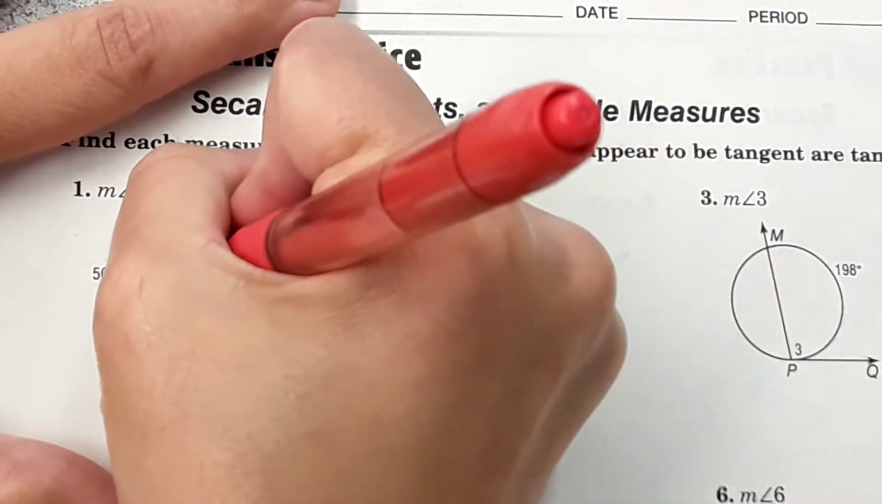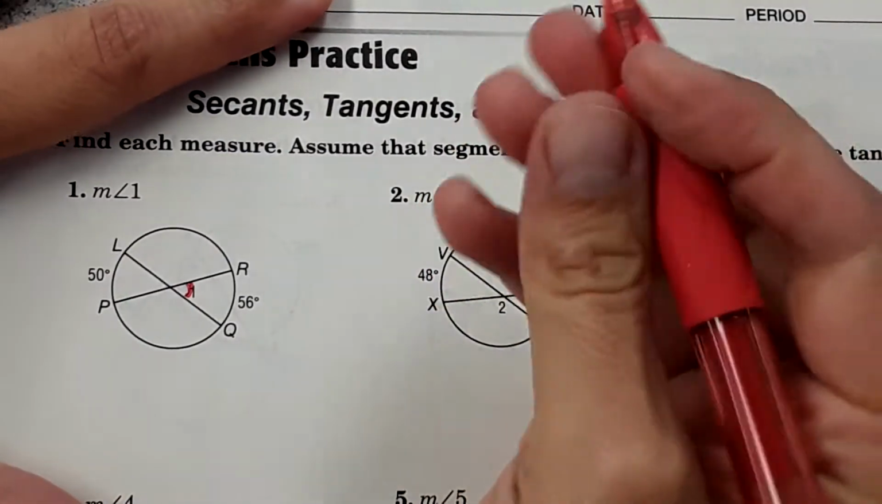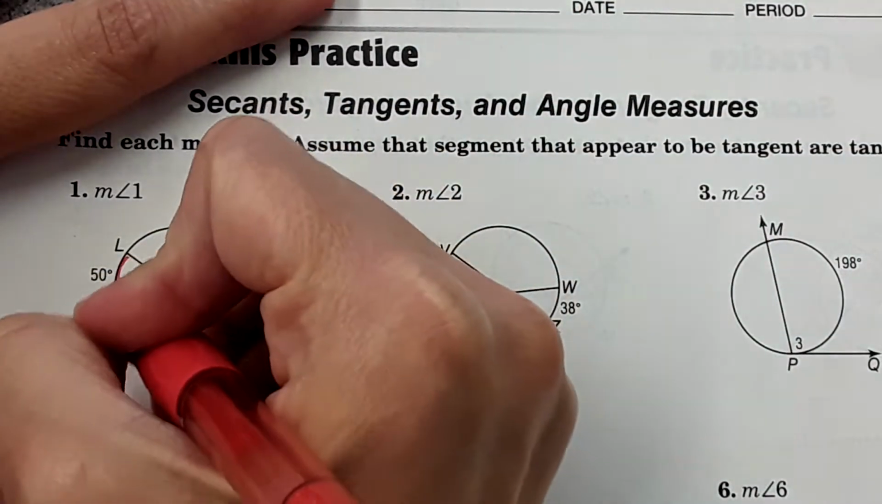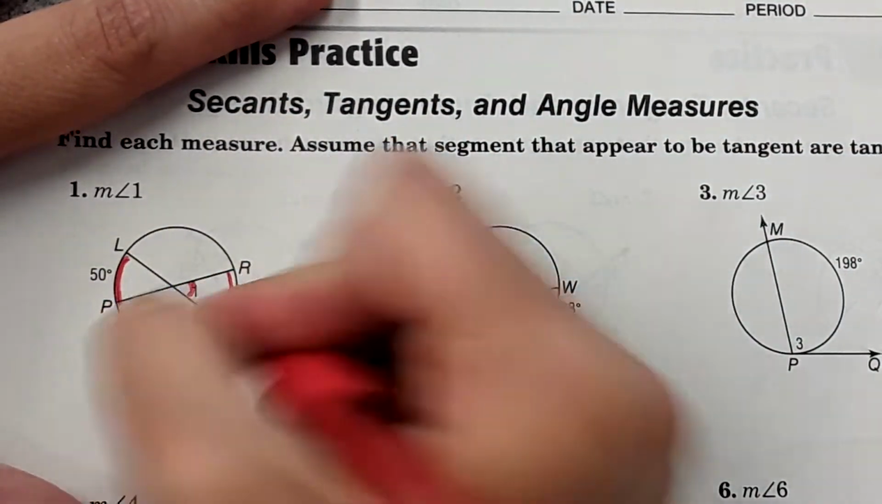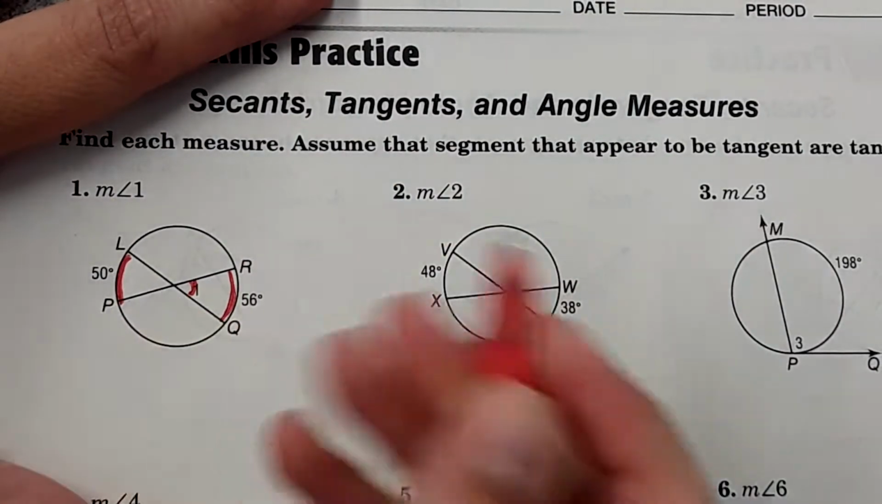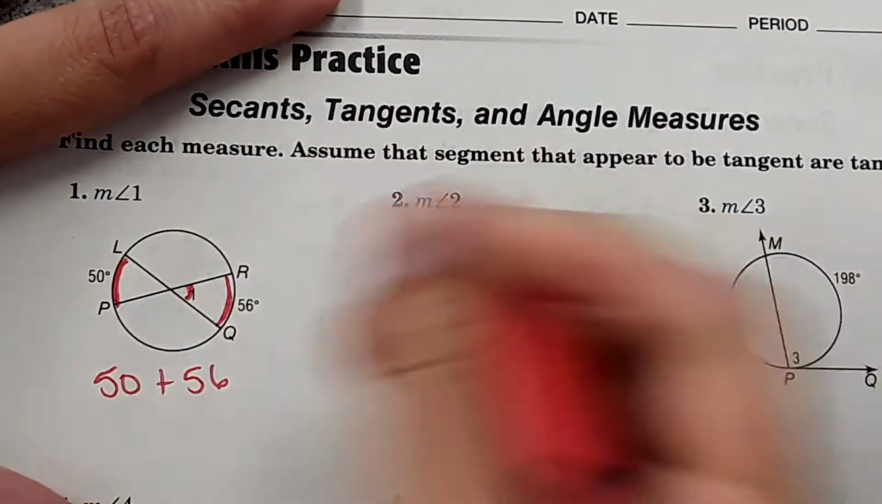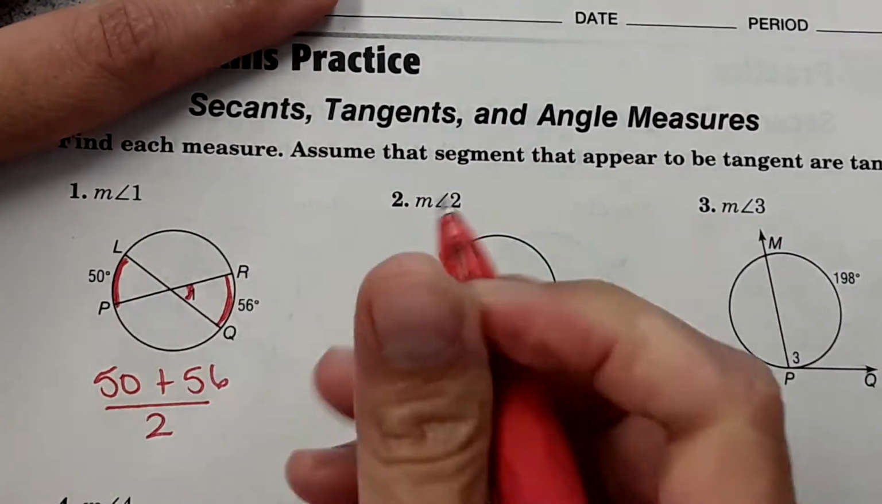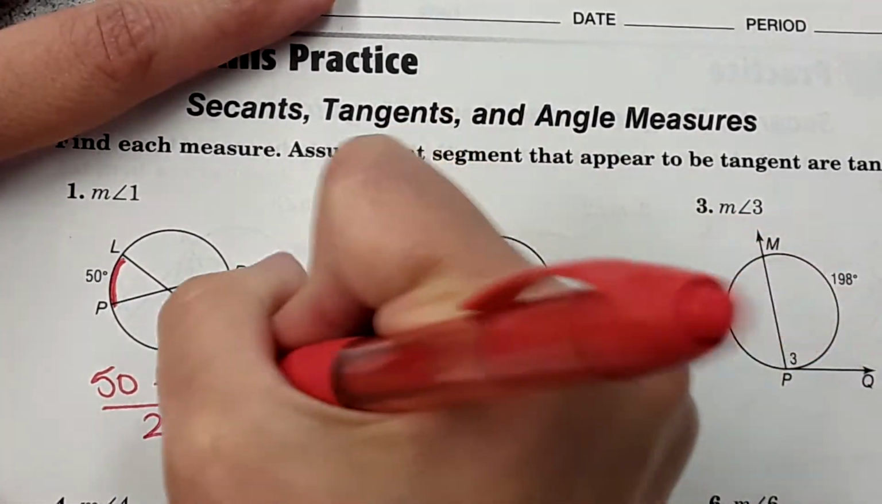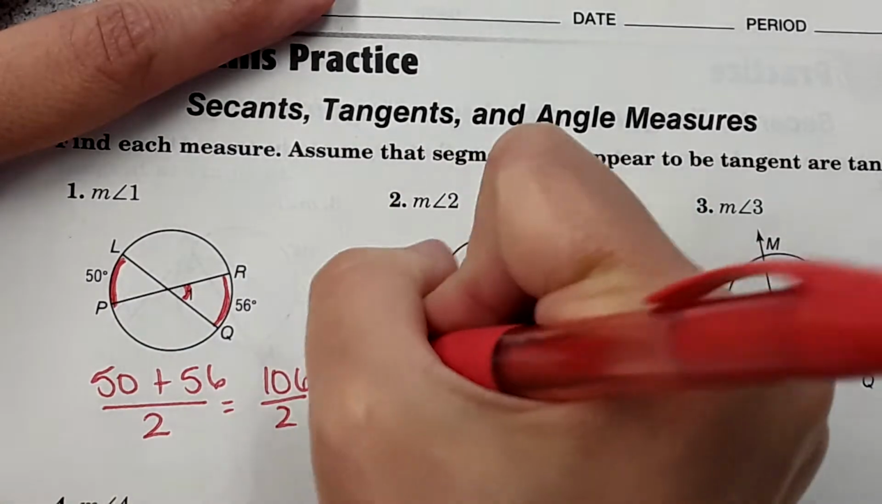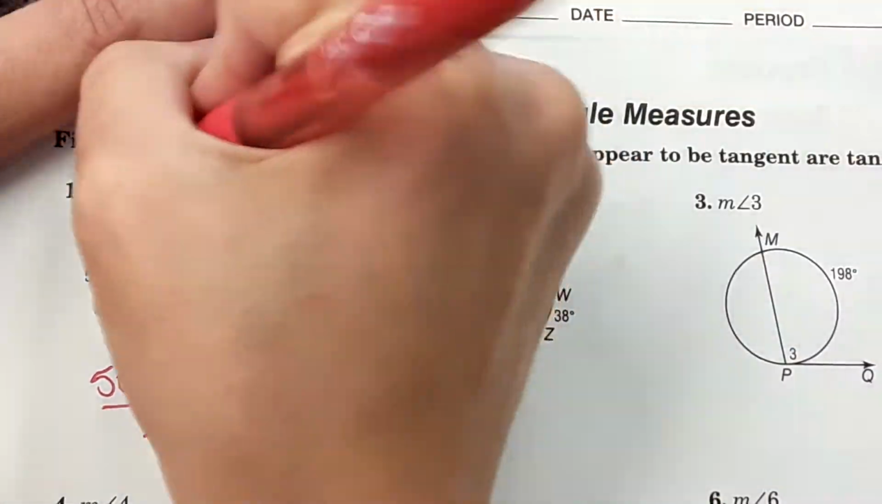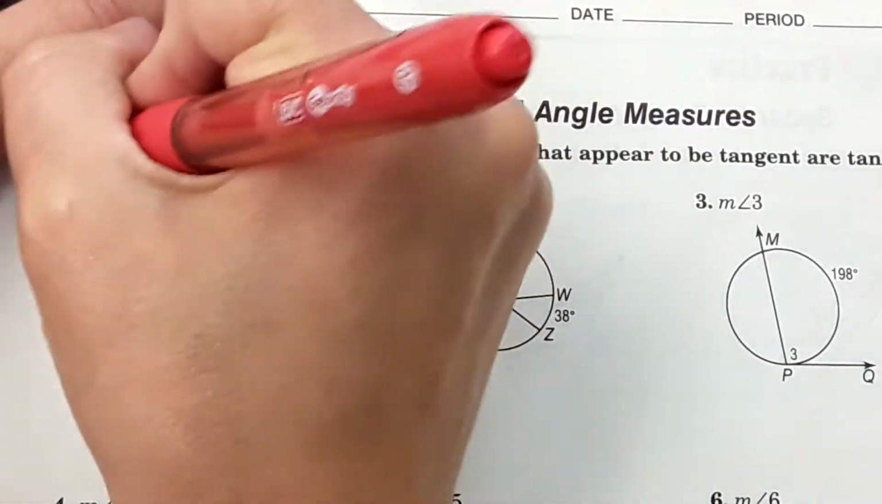It wants to know the measure of angle 1 right here. So we are going to just add these two arcs and divide by 2 to find the average, and that'll give us the angle measure. So 50 plus 56 divided by 2. So it'll be 106 divided by 2, which equals 53 degrees. So measure angle 1, 53 degrees.